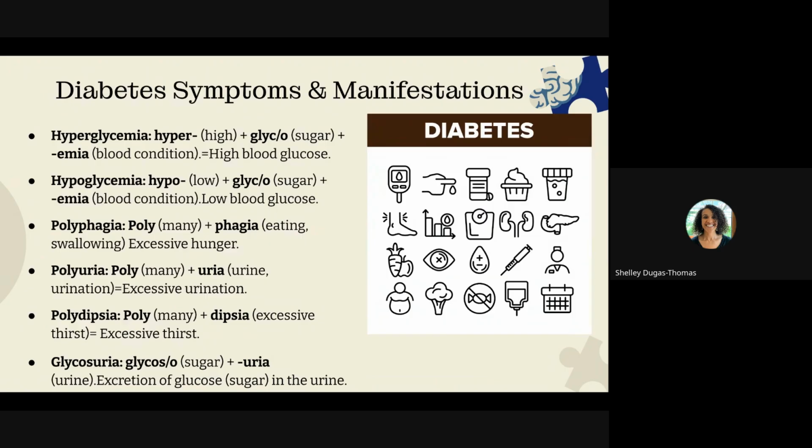Hyperglycemia is hyper, high, plus glyco, sugar, plus emia, blood condition. Polyphagia, polyuria, polydipsia all use the prefix poly, which means many or excessive. Therefore, you can see that there could be excessive in all of these: excessive urine, excessive eating, excessive thirst. Glycosuria includes glyco, sugar, plus uria, urine condition, and that means sugar in the urine.